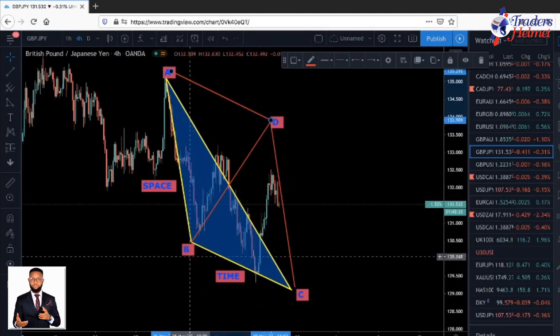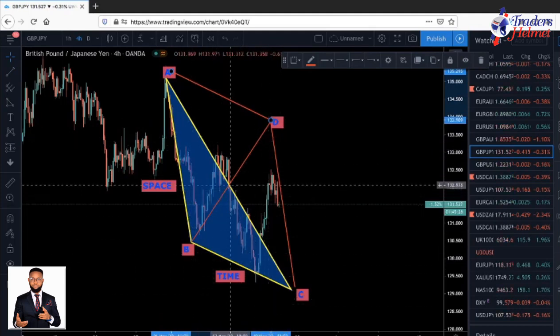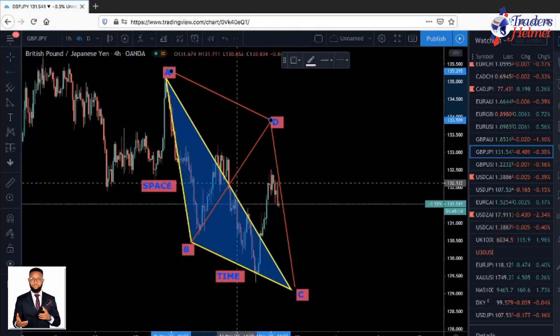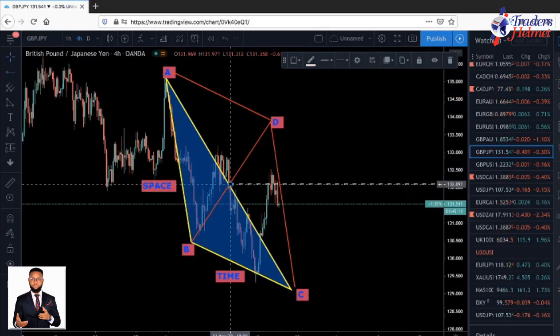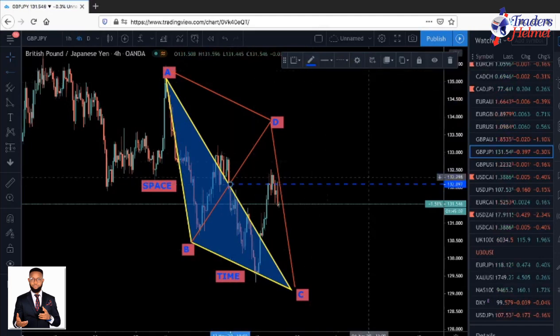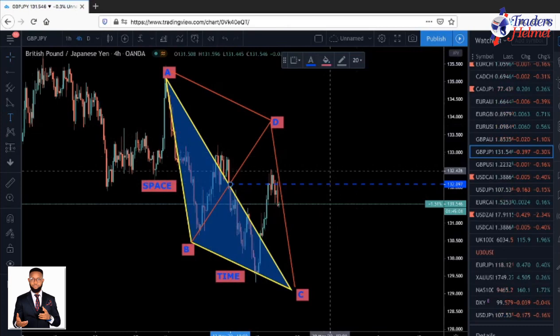From point B to point D, where the yellow lines of A to C and B to D meet, is our first take profit, TP1. So I get my horizontal ray. Let me change the color to blue so you can see it. All right, so this is our first take profit, TP1.